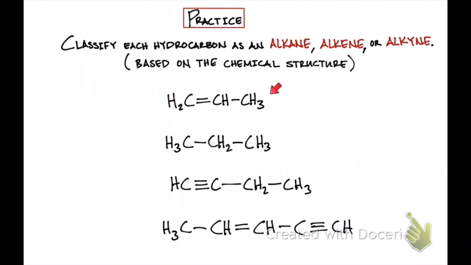Okay, so the first one over here contains a double bond and a single bond. Because it contains a double bond, this falls in the alkene family. So the first one is an alkene, the second one is an alkane, and the third one contains a triple bond, so it falls in the alkyne family. And the last one here, we have a single bond, double bond, and a triple bond, but because we have a triple bond here, this will fall in the alkyne family.